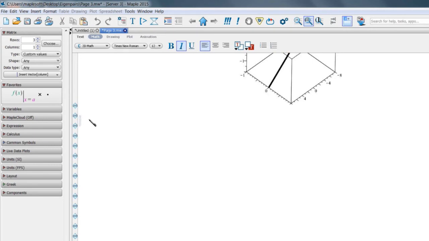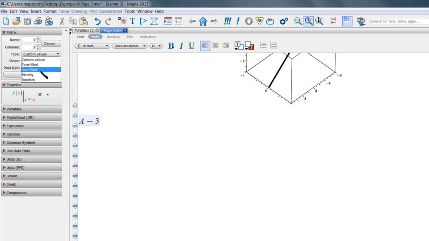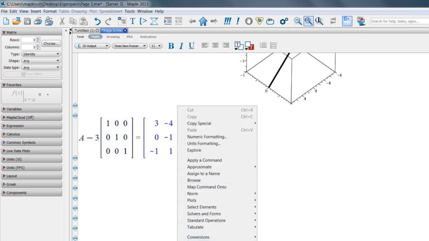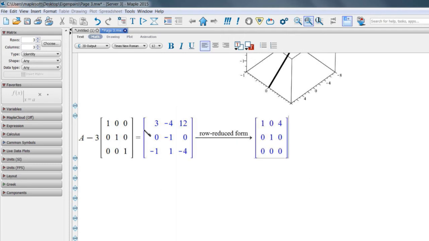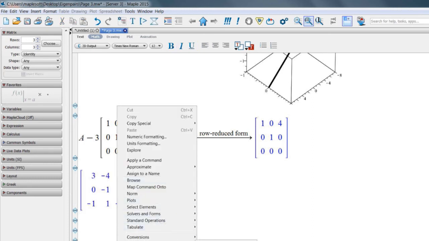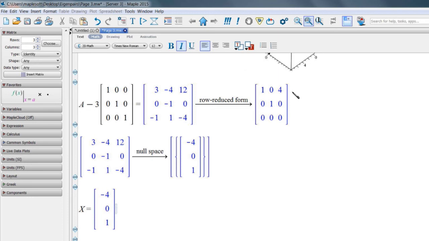If we look at A minus 3I, let's go back to a 3 by 3 identity and say, okay, what is this? Row reduce it. Here, row reduced. Now, from this row reduced form, we are supposed to get the basis of the null space. So let's do vector spaces here. Null space, that's the vector x. Here's our x.